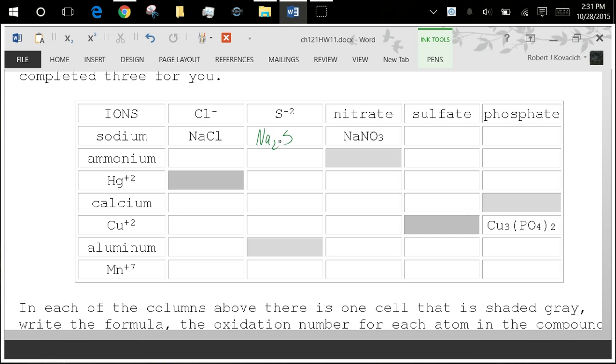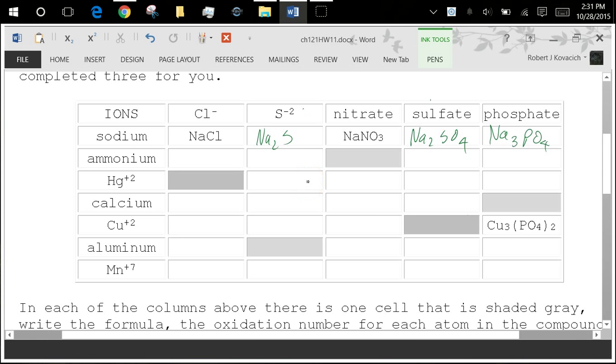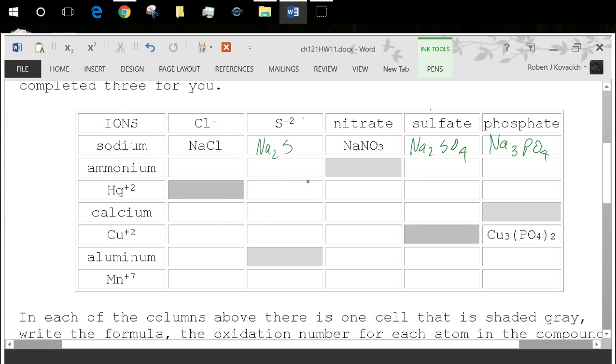Okay, and the sulfate, what should I put for that? Since the sulfate and the sulfide, these two guys here, have the same charge, then the ratio should be the same for cation to anion. And then the last one? Na3PO4. Awesome. Love it. Okay.